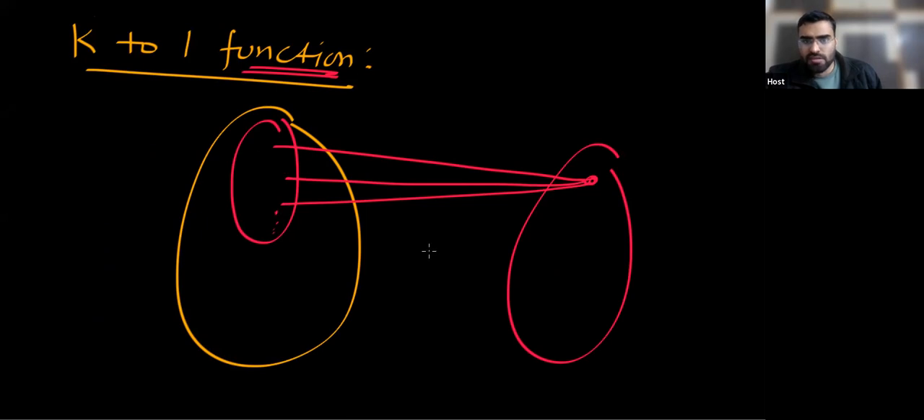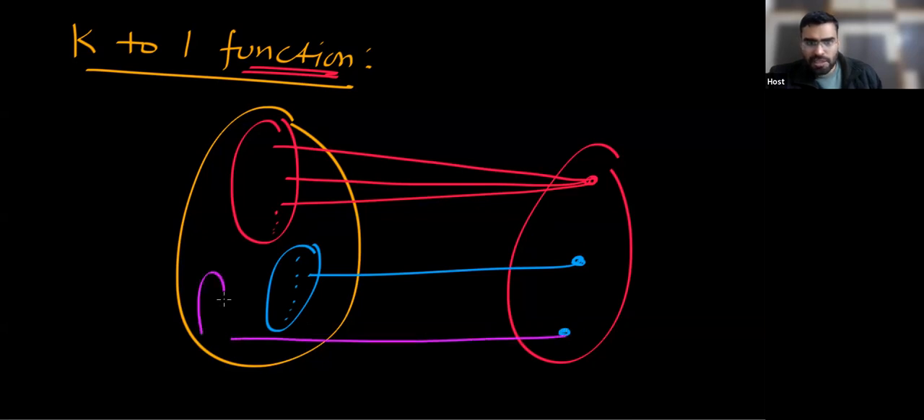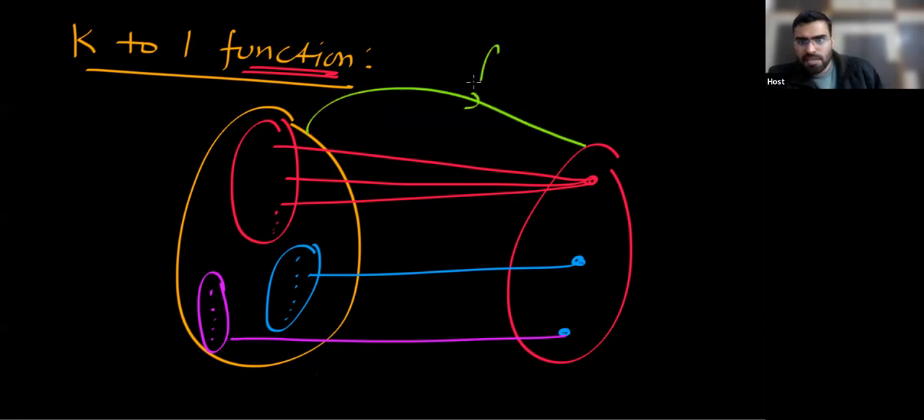So this is a function, and every element has k pre-images. Every element, whatever element you take, it does not matter, has k pre-images. This type of function I can say, okay, so I can say that this function f is basically a k to 1 function.